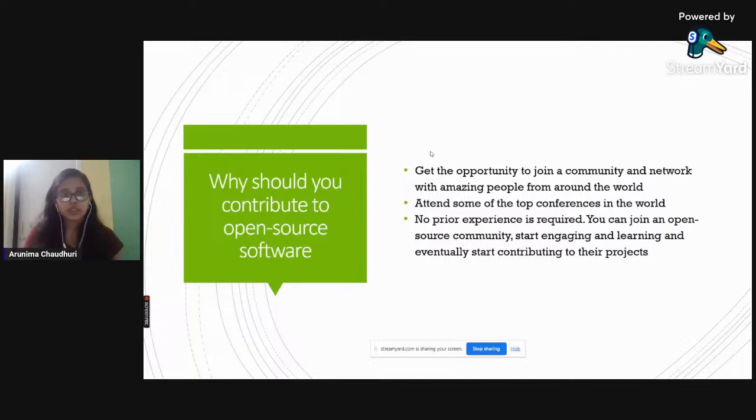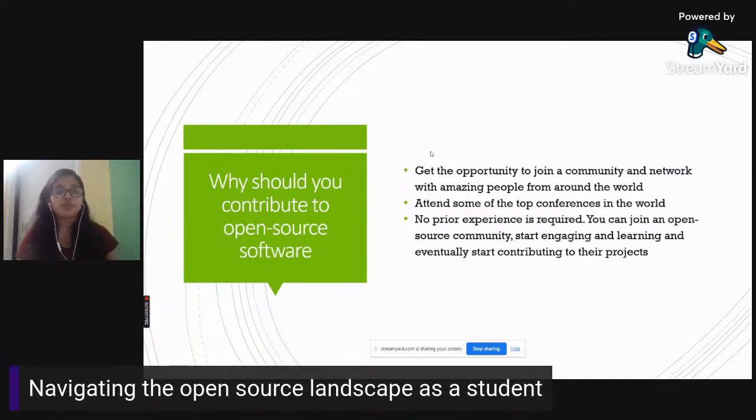Now, many of us wonder why we should contribute to open source. Contributing to open source has a lot of advantages, and this is what helped me shine on my resume, and it helped me in a lot of ways. Let me share how contributing to open source software helped me.